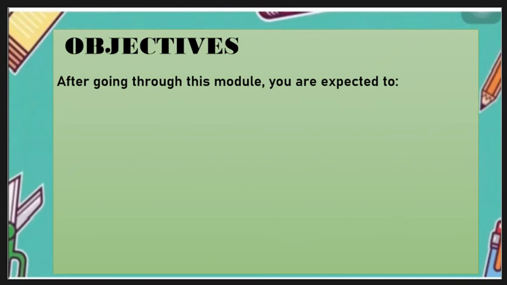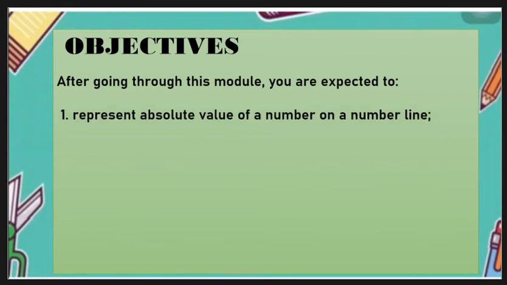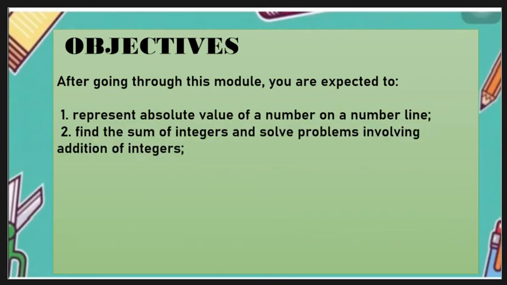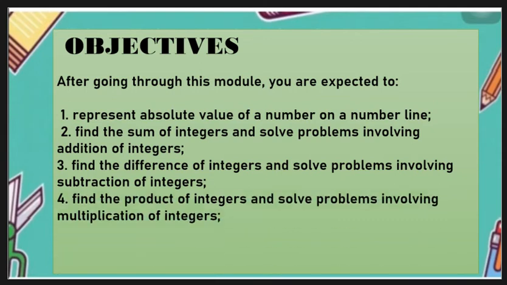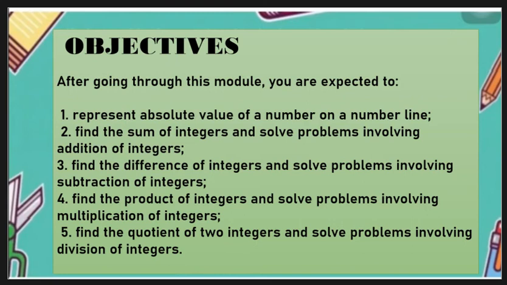Our objectives for today: after going through this module, you are expected to, first, represent absolute value of a number on the number line. Second, find the sum of integers and solve problems involving additions of integers. Third, find the difference of integers and solve problems involving subtraction of integers. Fourth, find the product of integers and solve problems involving multiplication of integers. And fifth and last, find the quotient of two integers and solve problems involving division of integers.